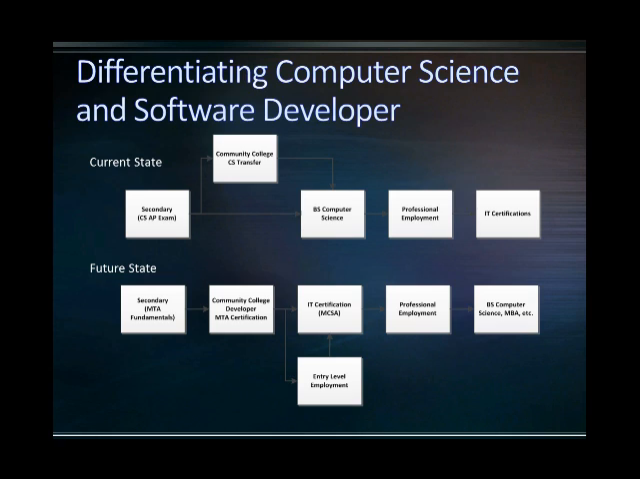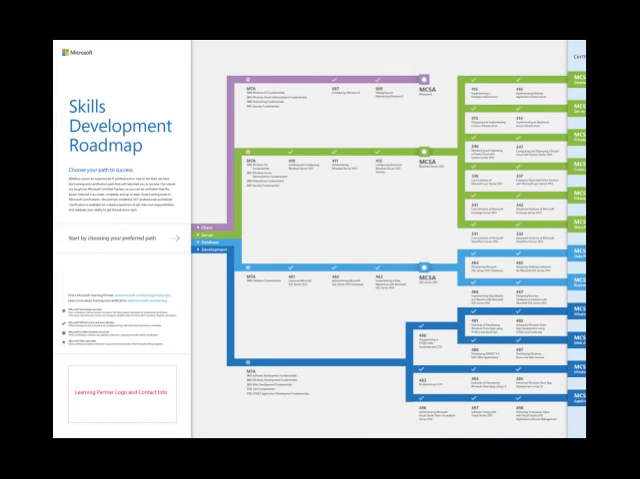So again, targeted at the certification. Now that's got a lot of detail on it. This is the skill development roadmap from Microsoft. As I said, we've selected Microsoft for a couple reasons. First of all, .NET is the Microsoft stack of development tools. There are a lot of companies in our area that focus on .NET development.